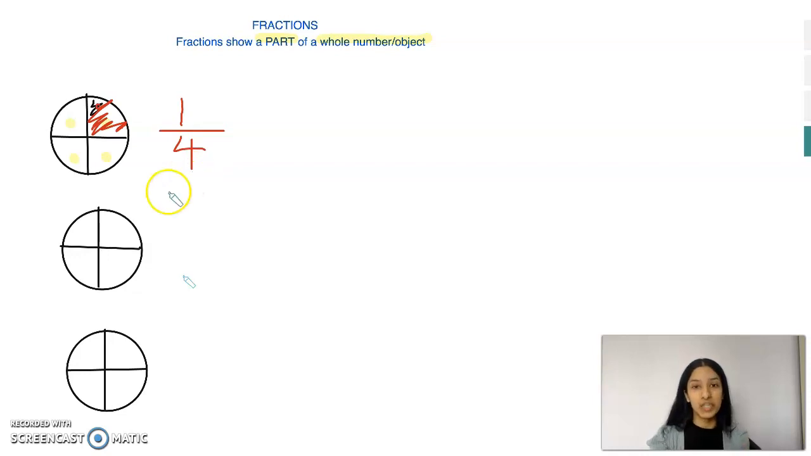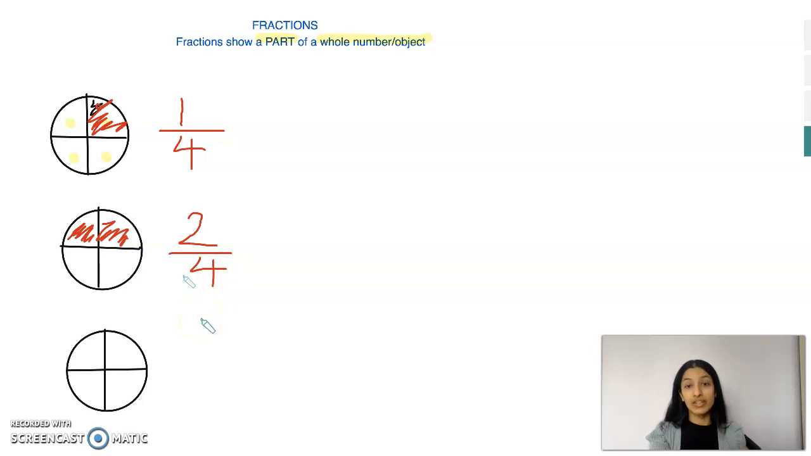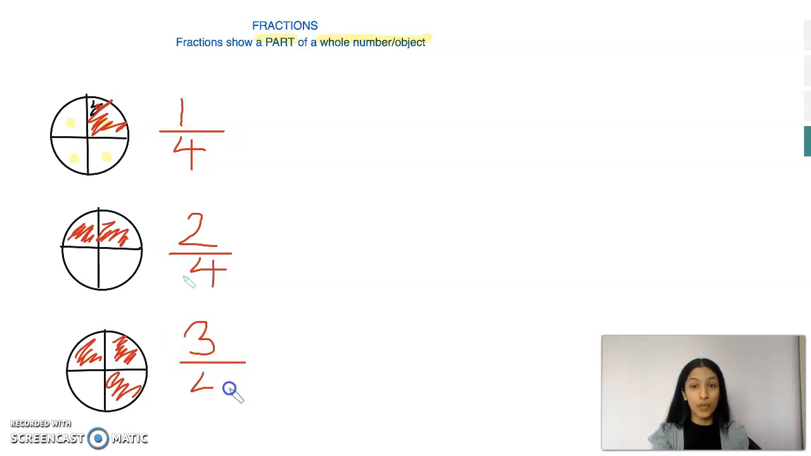Let's look at another example. In this case, I'm going to shade 2. So in this case, I've shaded 2 parts out of the 4 equal parts of the circle. Now, let's look at a final example. I'm going to shade 3 parts this time, just to make things more clear. Now this time I have, you've guessed it, 3 parts shaded out of 4 of the equal sections.